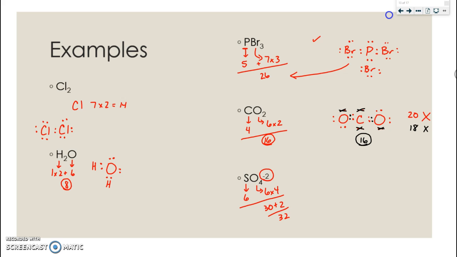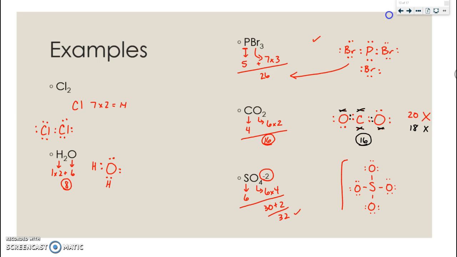So I'm going to put my S in the middle. Okay. I'm going to use lines this time, so I'm going to connect the S to all the O's. And then I'm going to fill the octets on the O's. So O has the 2 dots because of the line, so it needs 6 more. When I count up my dots, I end up seeing that I have a total of 32, because remember each line is 2, and that's exactly how many I want.